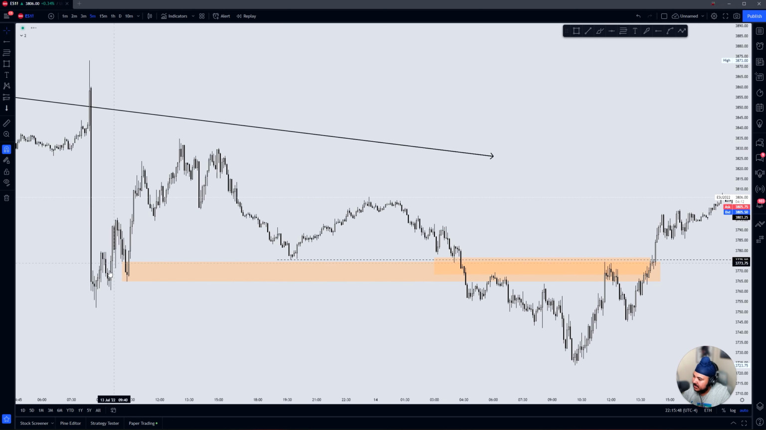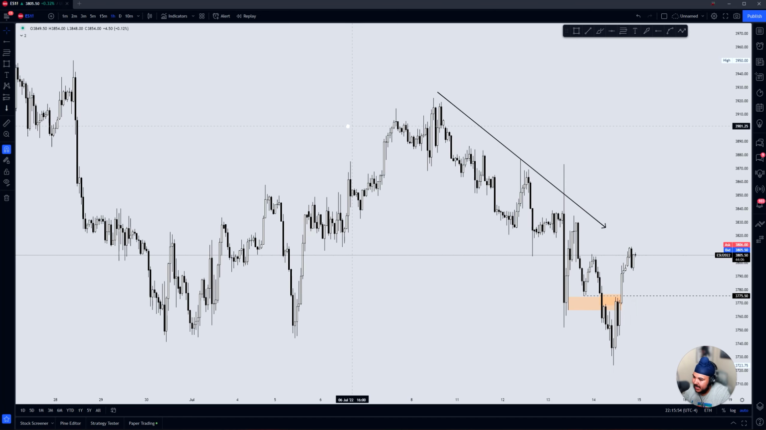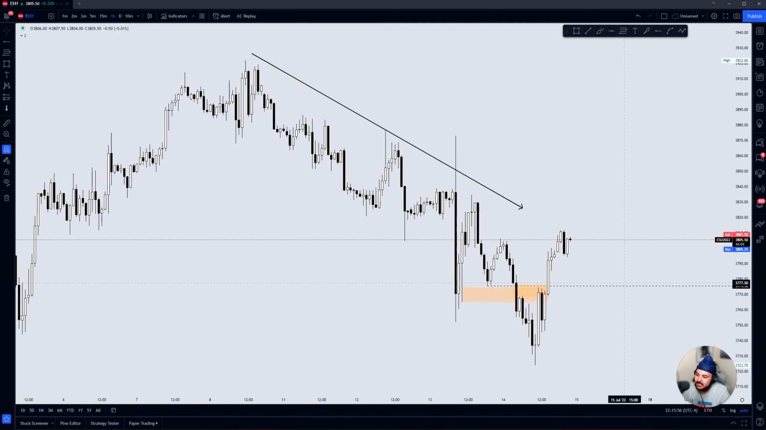I like to see these demands turning into supplies. I like to see supply zones, and then I'd like to see them inside of a fair value gap. I want to see the fair value gap and the demand turn into supply, or just the normal supply. I want to see my zones and these fair value gaps overlap each other, because that just provides me extra confluence. It gives me a very high probability setup.